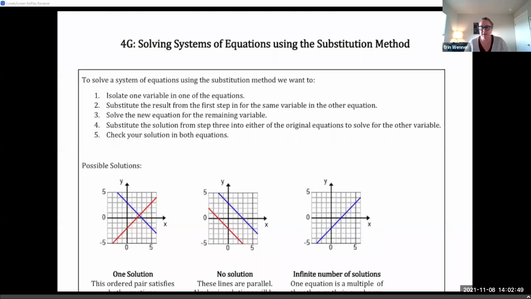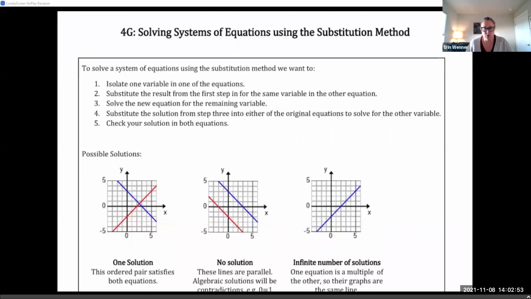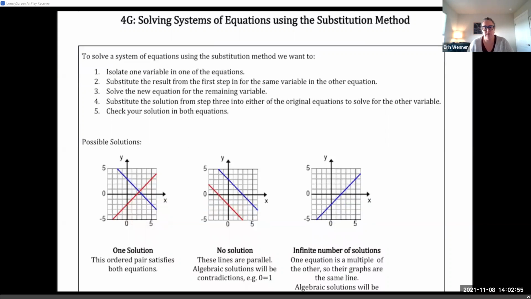So it kind of looks similar to begin with the notebook page. So we've got those graphs that just show what those types of solutions look like, right? So we're going to solve using substitution for our first method.